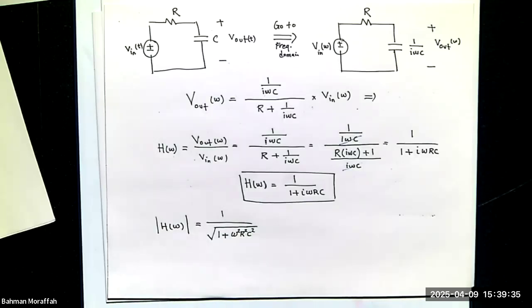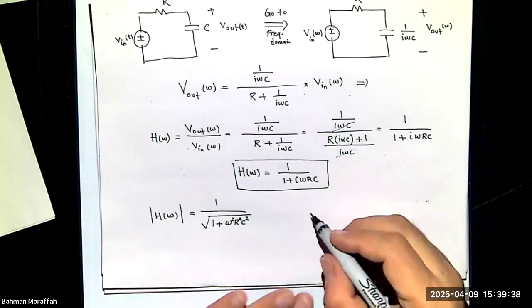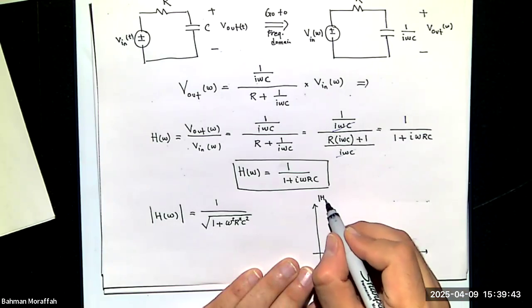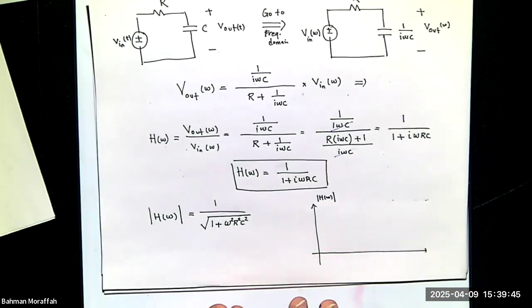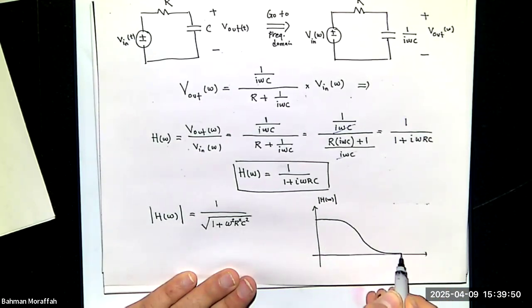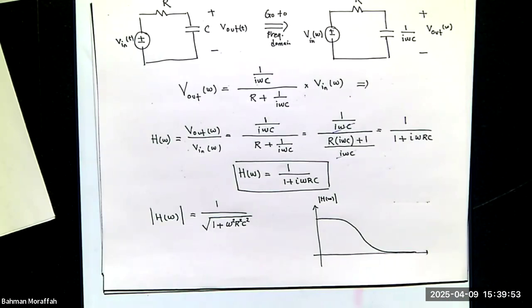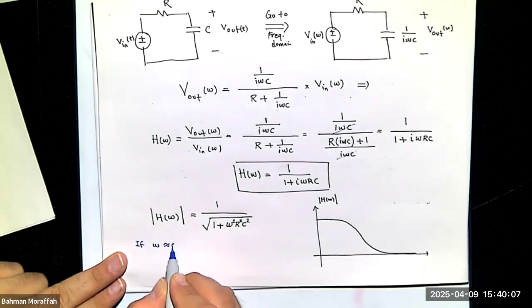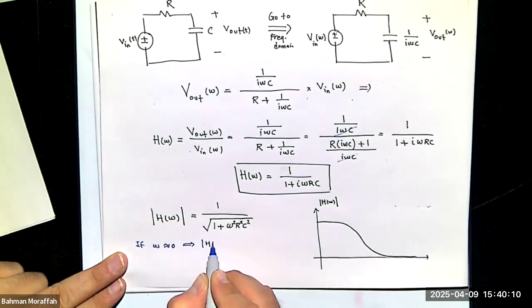If you plot this, what it looks like is something like this. How do I know it? Well, let's look at this magnitude when omega is very small. So if omega is around 0, what is the magnitude of H of omega?